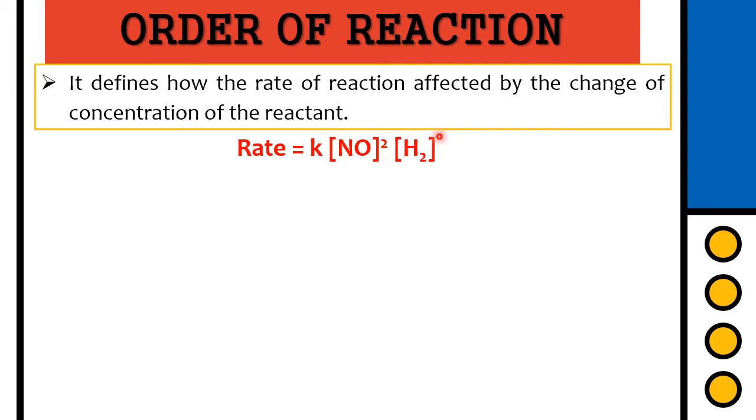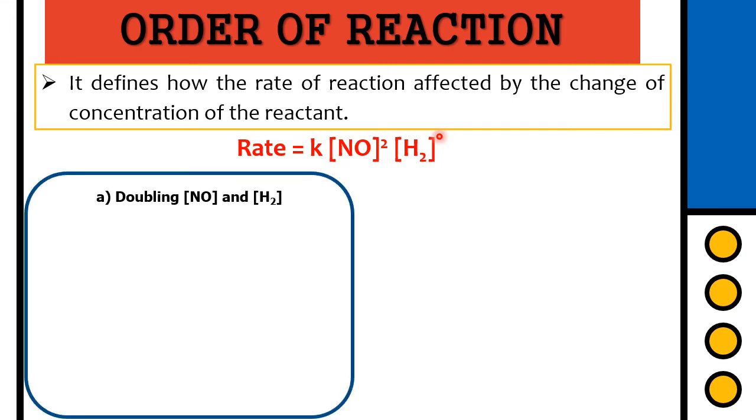So what does this mean? Let's take a look at one example. The first one: what happens when I double, so doubling the concentration of NO and H2? What happens to the rate of reaction? To tackle this question, let's take a look at a simple calculation. The calculation will be based on our rate law here.